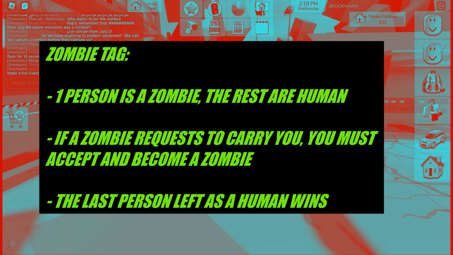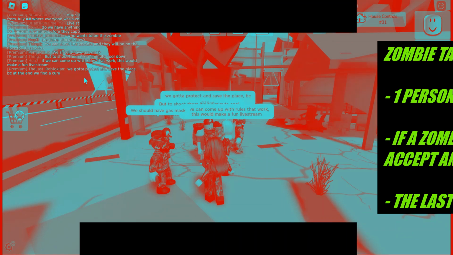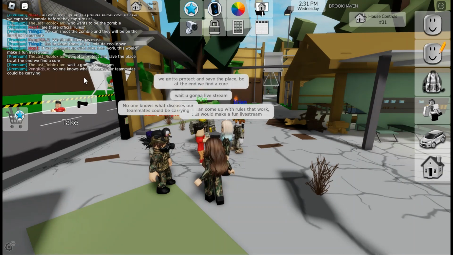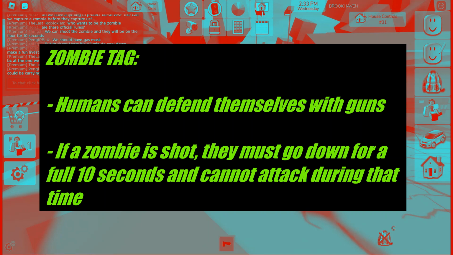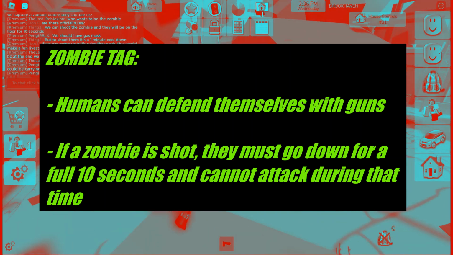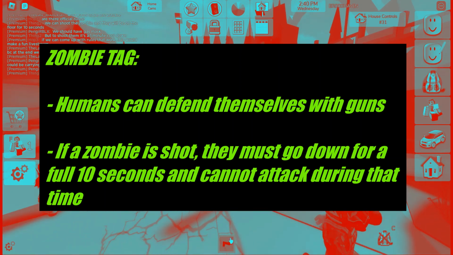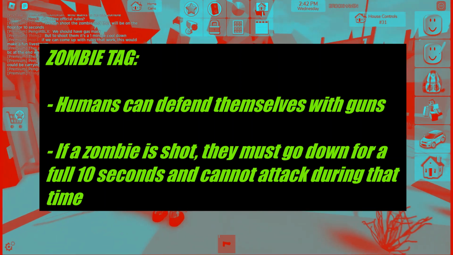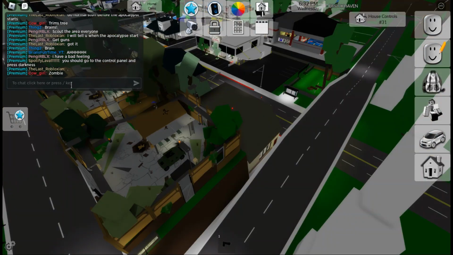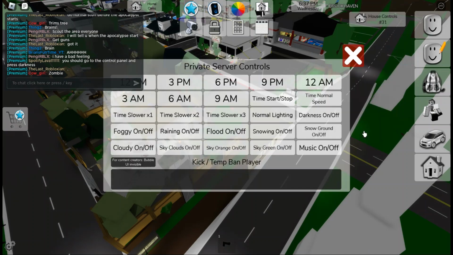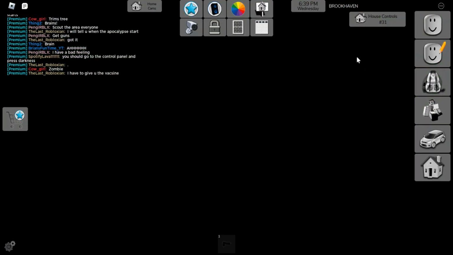So the zombie team will grow until only one human remains, and that person is the winner. Now, humans can temporarily defend themselves with a gun. If you shoot a zombie, the zombie is down for 10 seconds, which gives the human a little bit of time to get away. After those 10 seconds, the zombie is back in business. And one more thing, we will be playing this in total darkness.